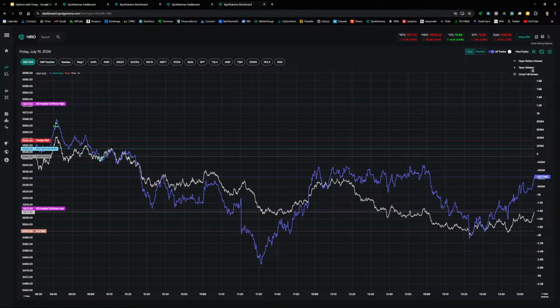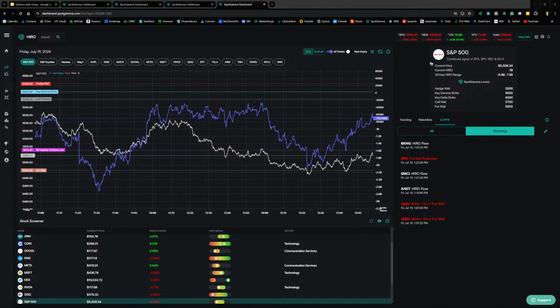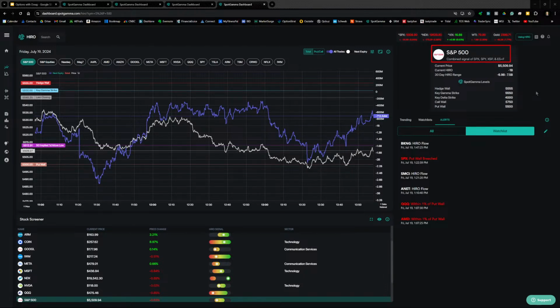Let me zoom out of this. So as usual, I'm going to start with the S&P 500. I'm going to take a look at what options traders have been doing today. This is the hero signal. This is available to SpotGamma subscribers. What this chart is showing is options trades and market maker hedging activity for a combined signal of SPX, SPY, XSP, and ES futures, all into one combined signal.